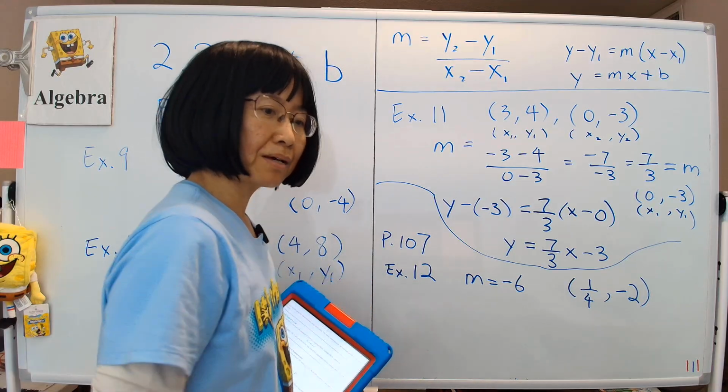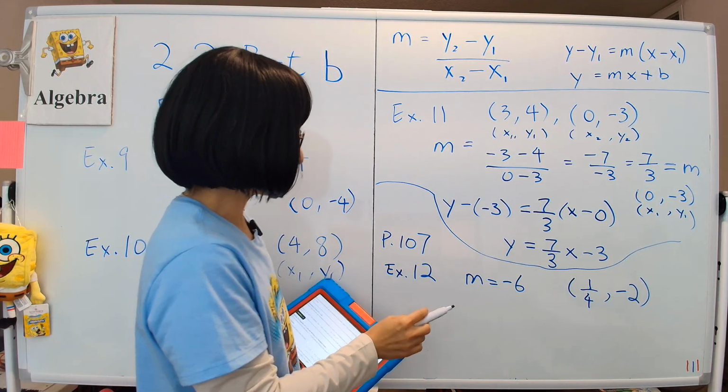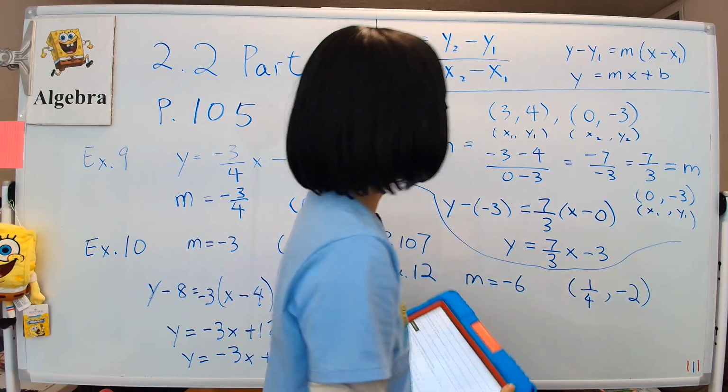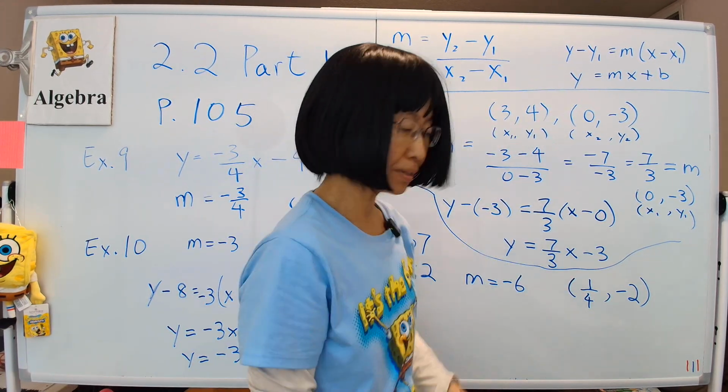Next, let's do example 12 on page 107. Now this time we are given the slope, right? And then also a point. So we are going to apply the point slope formula.